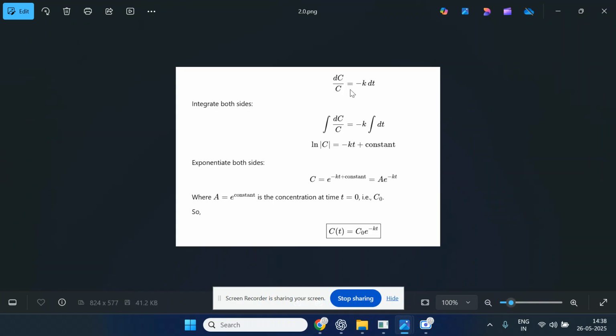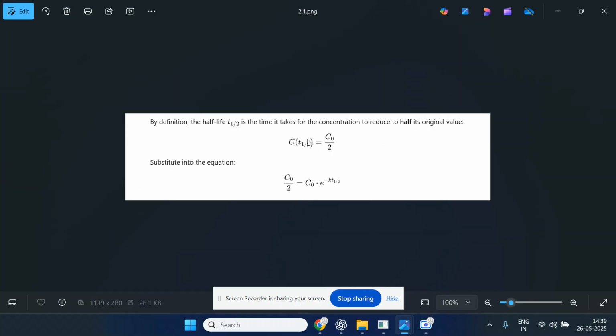Now next, after integrating both sides, we can get ln C equals minus kt plus a constant. Even if you do not do this, if you just take the limits from t equal to 0 to t equal to t, you will get that concentration at time t equals C naught into e to the power minus kt. That means concentration at time t equals initial concentration into e to the power minus kt.